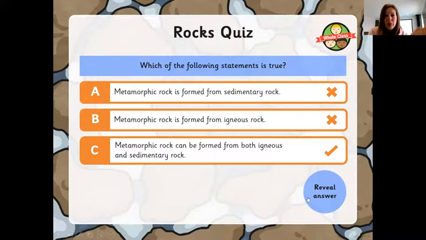I suppose really A and B are true, aren't they? But it's not a very clear answer if we chose those. We need to make sure it's clear that it's both igneous and sedimentary that metamorphic rock is formed from.